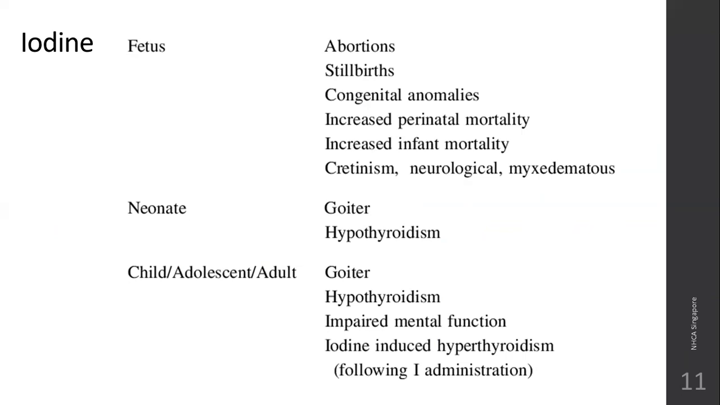Then coming to children, teenagers and adults, iodine deficiency again would lead to goiter, hypothyroidism. Hypothyroidism is very common, and impaired mental function. Iodine induced hyperthyroidism happens after over administering iodine supplements. Hyperthyroidism can take place.